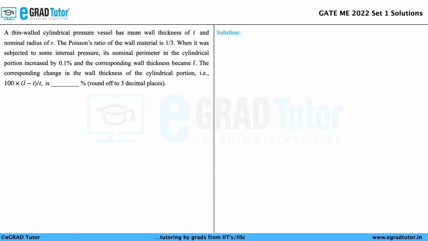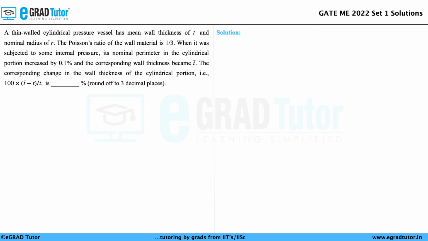A thin-walled cylindrical pressure vessel has mean wall thickness of T and nominal radius of R. The Poisson's ratio of the wall material is 1/3. When it was subjected to some internal pressure, its nominal perimeter in the cylindrical portion increased by 0.1% and the corresponding wall thickness became T bar.